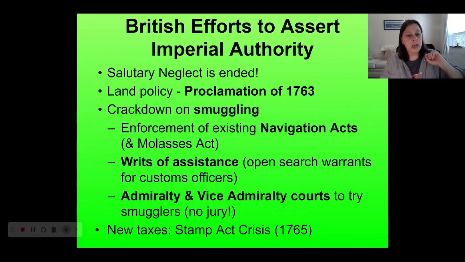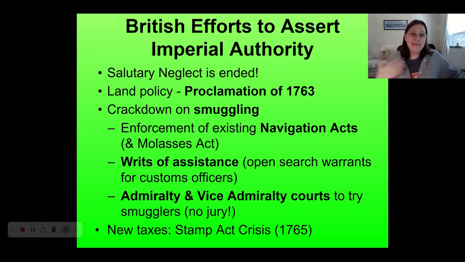The writs of assistance and Admiralty and Vice Admiralty courts are direct causes of parts of the Bill of Rights. The writs of assistance are why we have protections about search warrants as one of the rights in the Bill of Rights. And the Admiralty and Vice Admiralty courts are why there is specific language that you have a right to a trial by a jury of your peers in the Bill of Rights as well. So these are great examples of the connection between colonial grievances and the eventual documents that we get out of this. So those are some examples of non-tax things that the colonists are upset about.